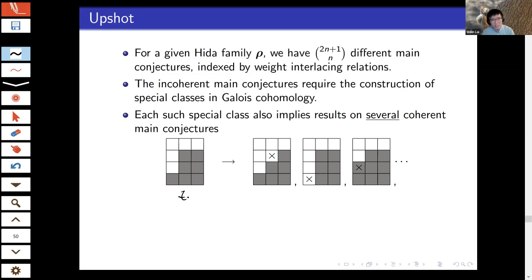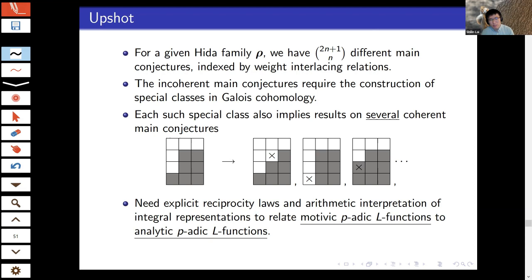we would expect it to be related to coherent main conjectures for many other weight relations. So you can delete this square, you can delete this square, but you can also add in a square, which just involves doing all the arguments before, but taking a complex conjugation. And the result is you get a coherent main conjecture where the p-adic L function is motivically defined, meaning it's the Coleman map of some special class.